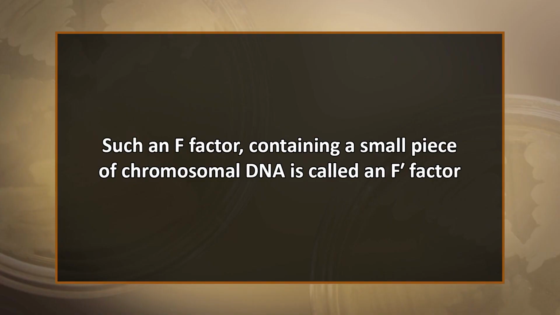In rare cases, however, the break occurs at a neighboring site, so that on excision, a neighboring segment of the host DNA remains attached to the F factor. Such an F factor containing a small piece of chromosomal DNA is called an F prime factor. The origin of an F prime factor is analogous to the formation of specific transducing phage. The cell containing an F prime factor is called a primary F prime cell.